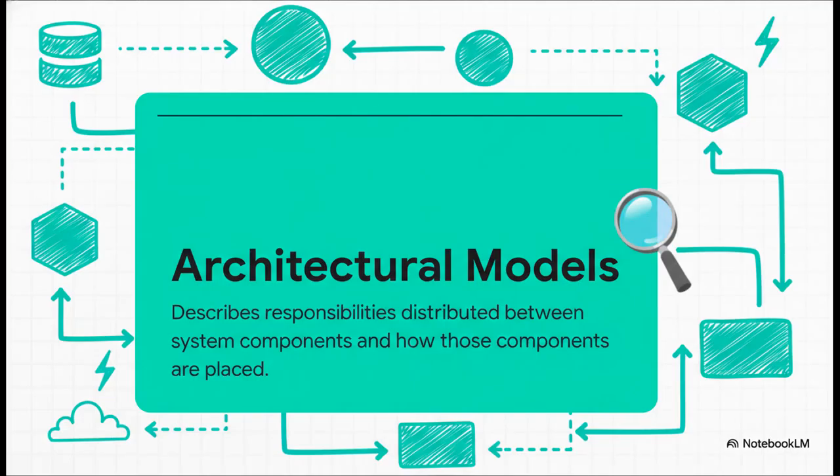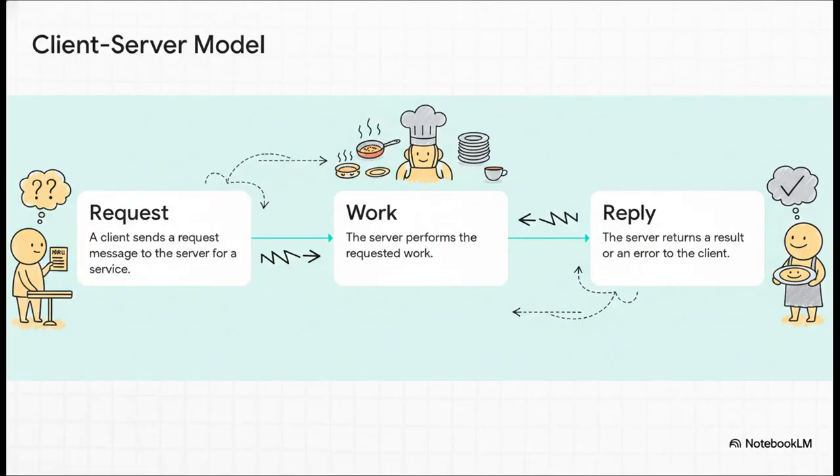In academic terms, an architectural model defines the system based on its components, those are the individual pieces of software, and the connectors that create the communication pathways between them. It really just answers two key questions: what's each component responsible for, and how do they talk to each other across the network? So the most famous software architecture has got to be client-server.